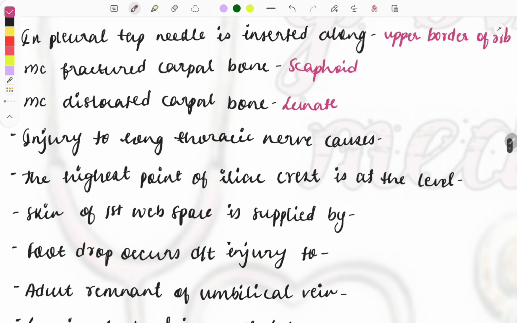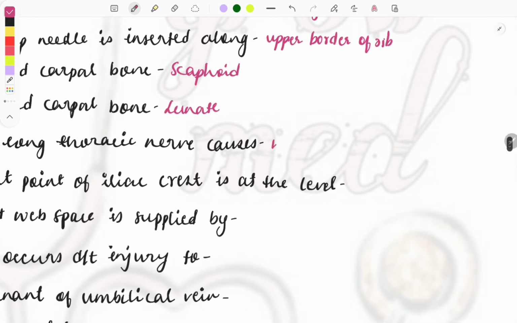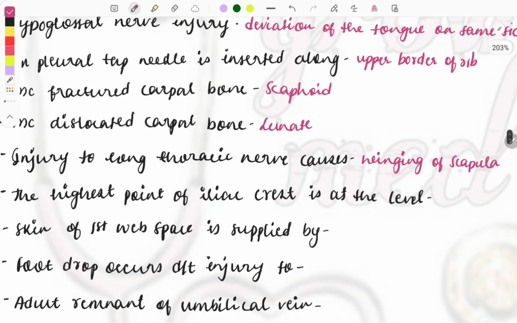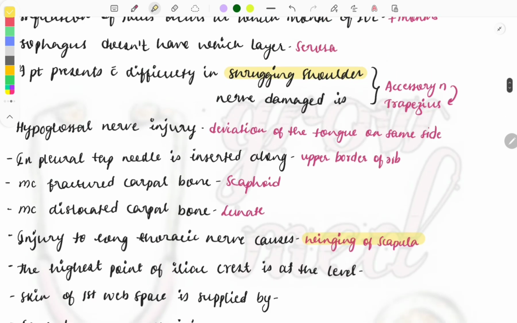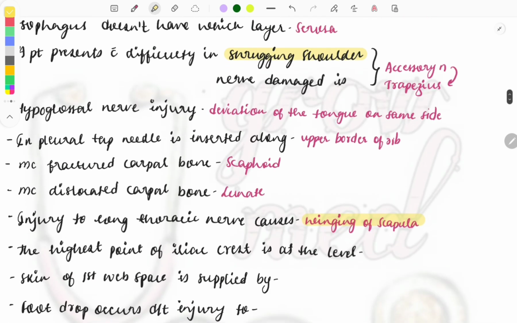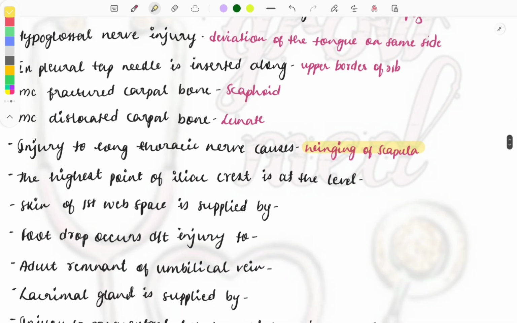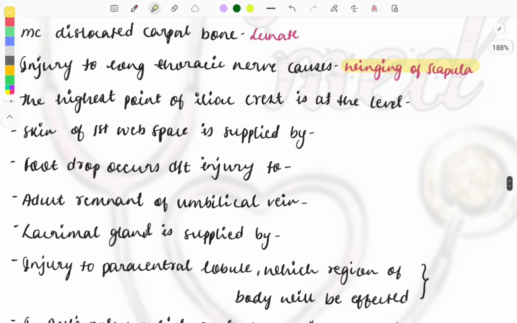Then injury to the long thoracic nerve causes winging of the scapula. Okay, so long thoracic nerve, winging of the scapula. Whenever you see these two phrases, winging of the scapula or long thoracic nerve, go with these as the answer. Likewise, difficulty in shrugging the shoulder: accessory nerve and the trapezius, similarly like that only. Then the highest point of the iliac crest is at the level of L4.